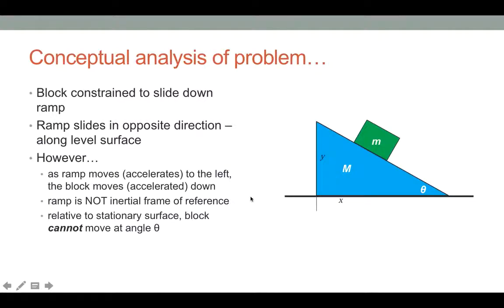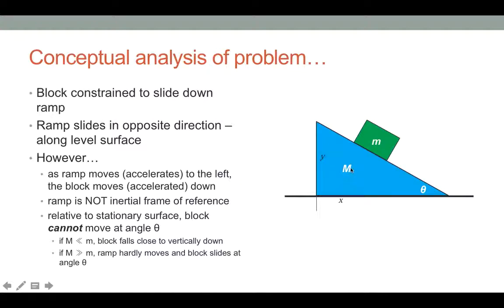The ramp will be moving relative to the ground and the block will also be moving relative to the ground. However, because the ramp isn't stationary, the block will not be moving down at an angle theta. It cannot. Consider the following extreme cases. Let's take the ramp being extremely light and the block relatively heavy. Then the ramp, being very light, will move out of the way very quickly, which means the block will basically fall straight down. It will not move down at an angle theta. It'll move more or less vertically straight down. In fact, in the limit where the ramp becomes essentially massless, the block will be moving straight down.